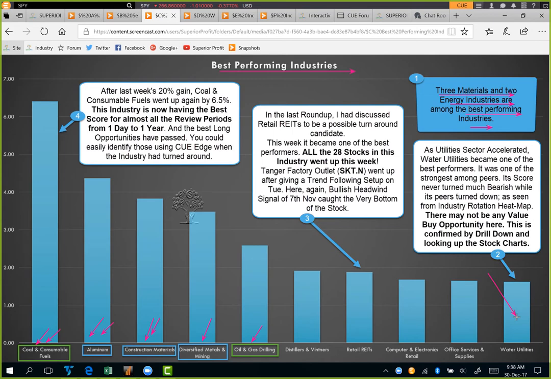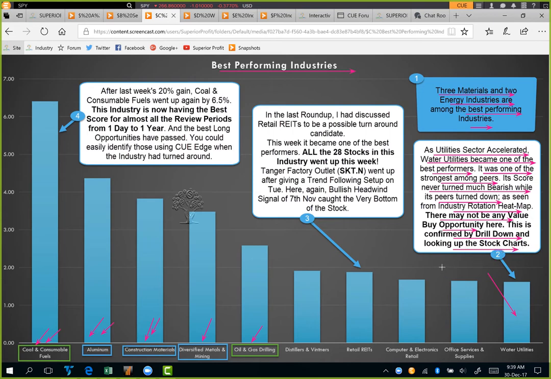Water utilities is something that we may analyze further. We just saw that utilities sector accelerated with fastest pace actually. And inside that sector, water utilities became one of the best performers. It was already one of the strongest among utilities peers. Its score never turned much bearish while its peers turned down. We can see that from industry rotation heat map. Because it had already been strong and didn't dip much, there may not be any value buy opportunity here. This is confirmed by drill down and looking up the stock charts.